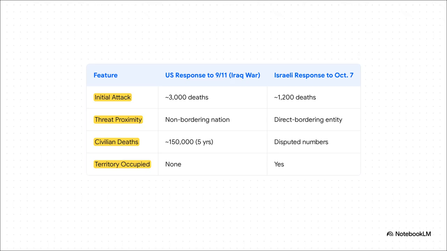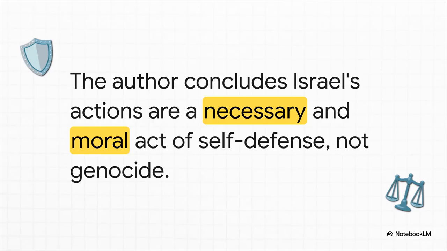For the author, this isn't just a small difference. It's evidence of a profound double standard in how these events are judged. And so after laying out these arguments on definition, on intent, on the data, and on double standards, we get to the author's final conclusion. The paper posits that Israel's actions, when you analyze them through this particular lens, should be understood not as genocide, but as a necessary and, in the author's view, moral act of self-defense.